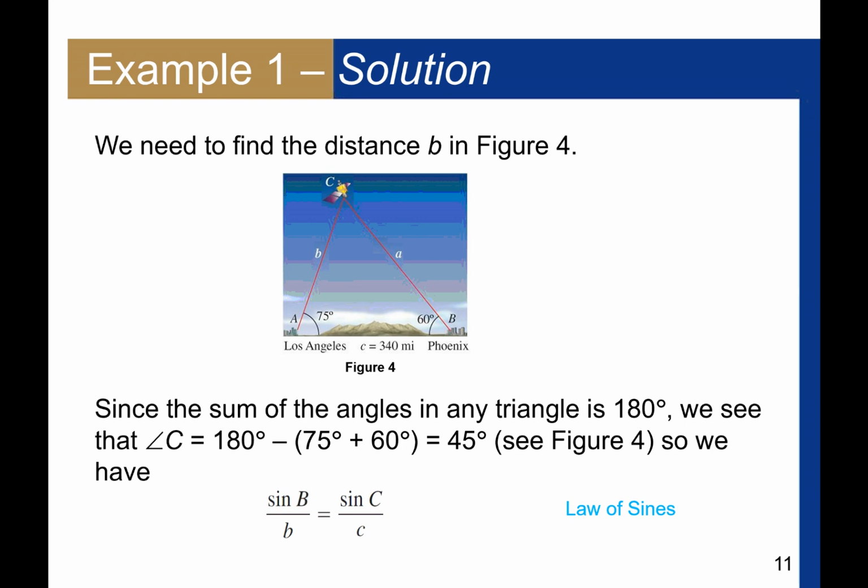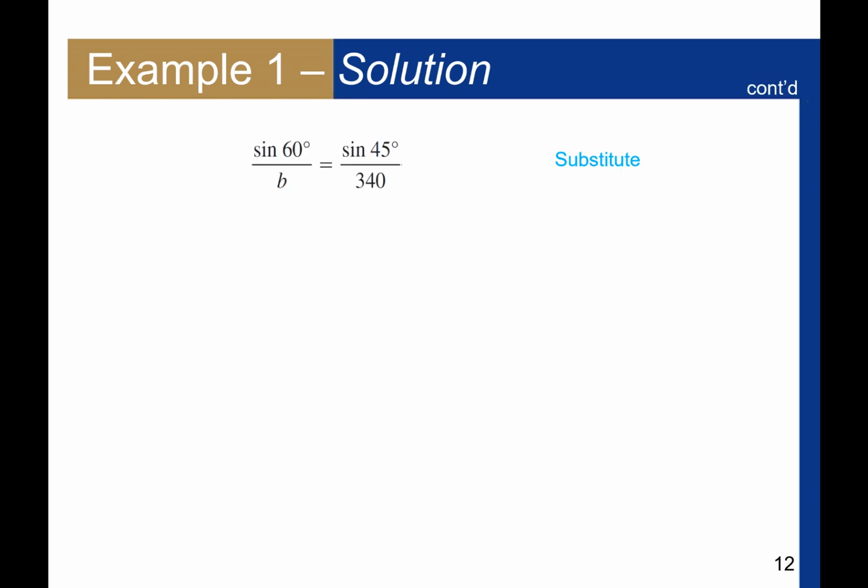So we're going to use this part of the law of sines: the sine of angle B divided by the length of side B is equal to the sine of angle C divided by the length of side C. Then we substitute the 60, the 45, and the 340. And yay, we have a simple proportion here. Hopefully it won't take too much to solve that. Cross product, do a little bit of division. So 340 times the sine of 60 degrees divided by the sine of 45 degrees should give us the length of side B. Got your calculators?